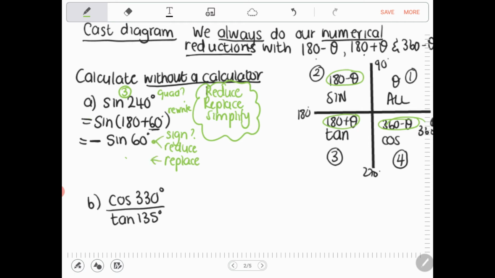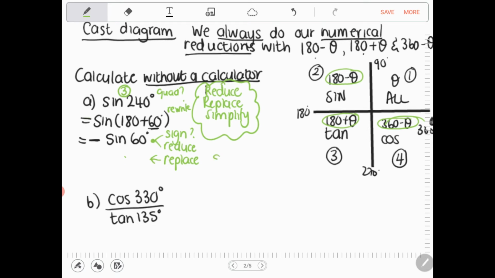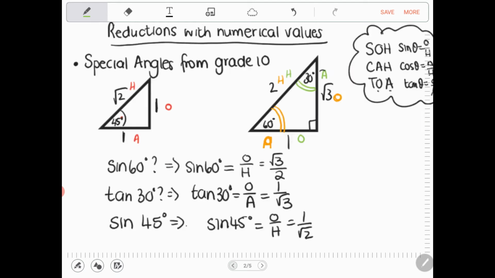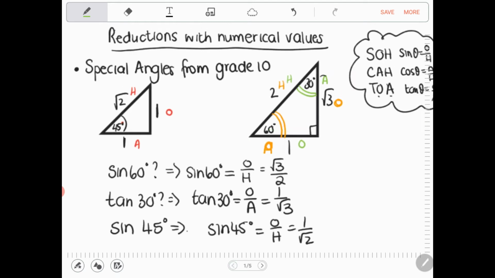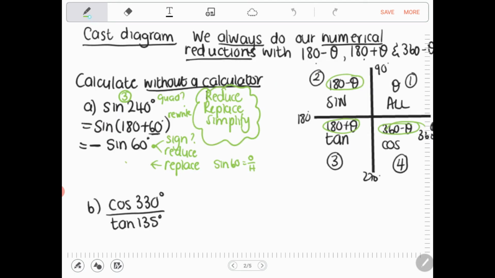So it's a special angle, so we want the sine of 60. Sine of 60 is opposite over hypotenuse, so we go back to our special angle triangles. Sine of 60, opposite over hypotenuse, so it's going to be root 3 over 2. So we finish it off by going negative root 3 over 2. So sine of 60 is root 3 over 2, and this negative sign stays in front there.